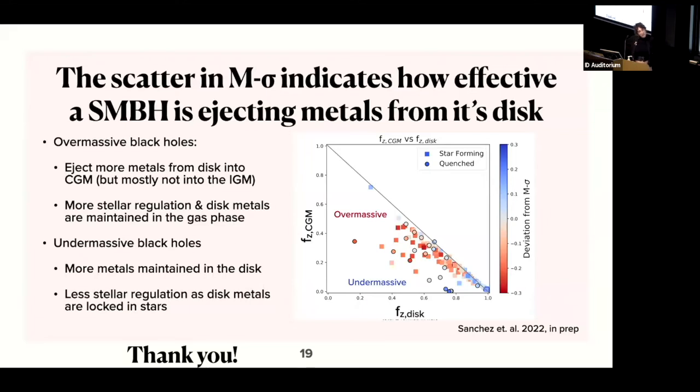And what you're telling us is basically that if you measure one thing, like deviation from the M-sigma relation, then that is bonus also telling you about how metal enriched the CGM is.